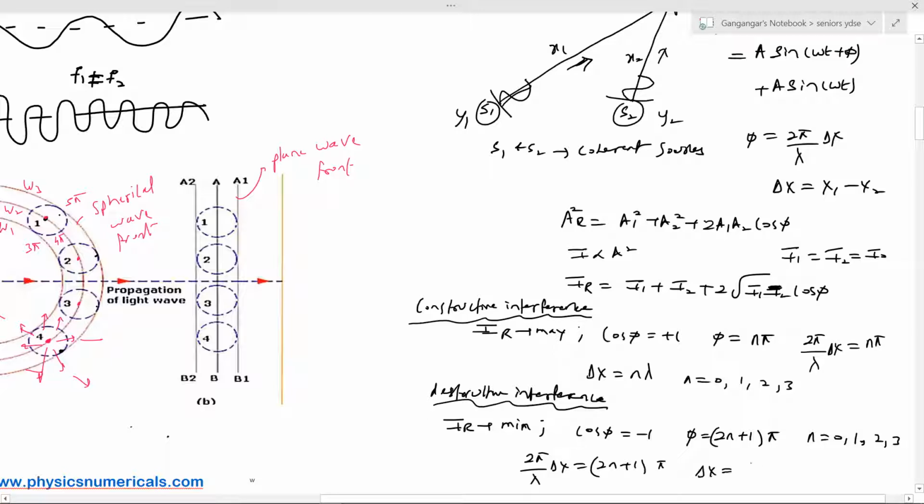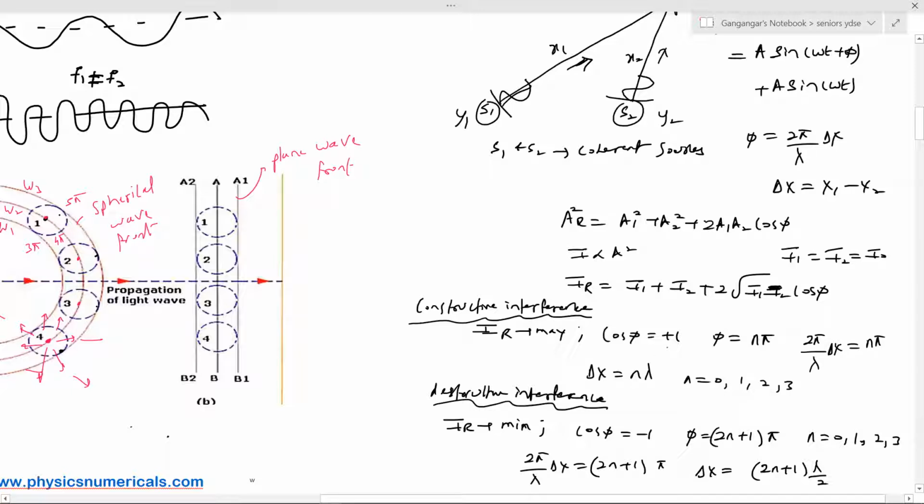So what is the path difference? It should be equal to (2n plus 1) lambda by 2. If the path difference of the rays at point P is (2n plus 1) lambda by 2, it is destructive interference. If the path difference of the rays at point P is equal to n lambda, then it will be constructive interference. It all depends upon the phase difference of the waves arriving there.